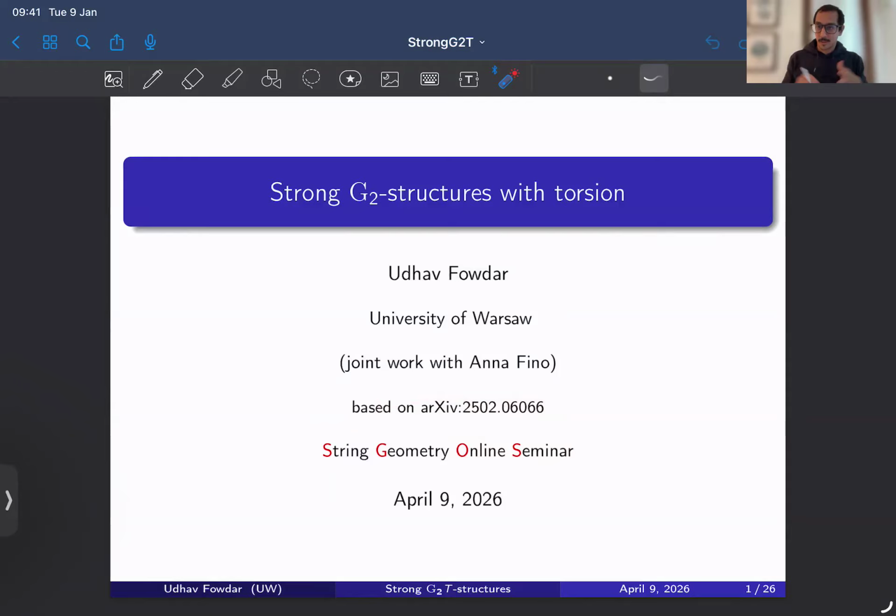Okay, so in this series of talks, we've heard about strong Kähler manifolds with torsion and strong hyperkähler manifolds with torsion. So this talk is going to be about the G2 version of these talks, and I will try to make some analogies with the different types of structures and what similarities can be made to hold between these different cases.